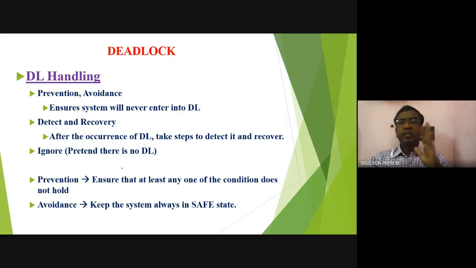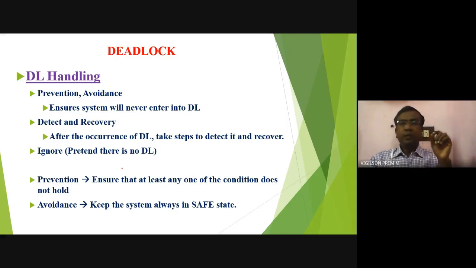Okay, first one, prevention and avoidance means before happening, we are trying to ensure that the system is not entering into deadlock. But detection and recovery means what? After occurrence of deadlock, we are finding the reason and we are trying to eliminate that reason. Third one, ignore, just ignore that there is a deadlock. The system itself will have to recover, or simply we have a reset button. Okay, pressing reset means everything will be reset.